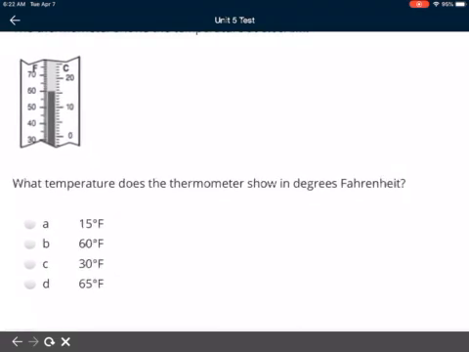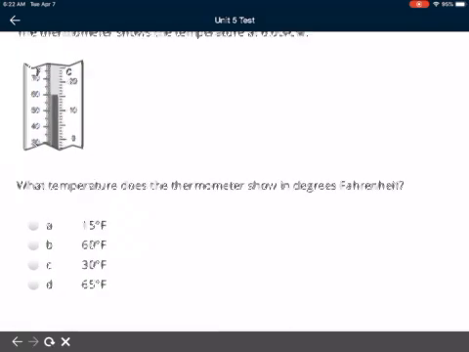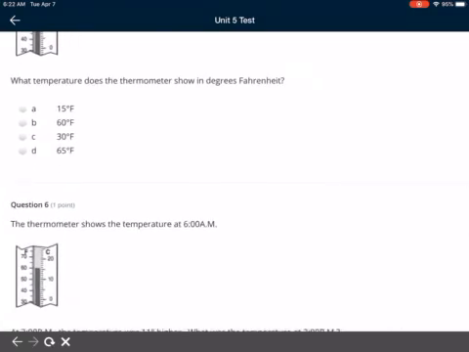The temperature, which temperature does the thermometer show in degrees Fahrenheit? So I need to make sure I'm going to look at the right side for Fahrenheit, whatever side it is, for Fahrenheit, not Celsius, and do that one. Okay, so that's for number 5.